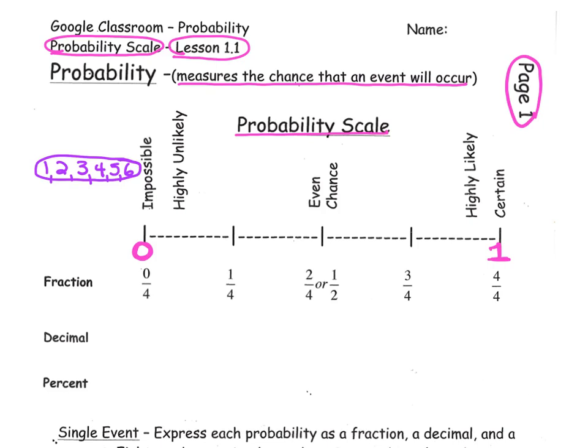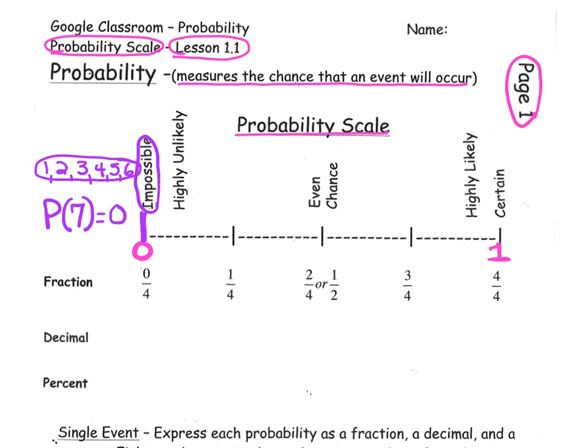If asked, what's the probability of rolling a 7, we know it's impossible to roll a 7 on a 6-sided number cube. That would have a probability of 0. It would be absolutely impossible.